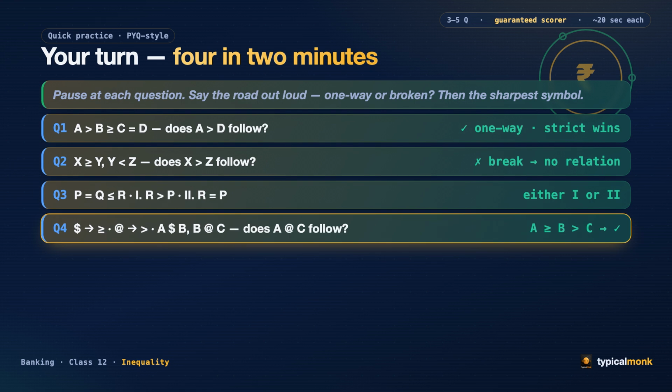Coded. Dollar means greater than or equal to, at means greater than. Statements. A $ B @ C. Does A @ C follow? Decode. A greater than or equal to B. B greater than C, a one-way road with one strict. A greater than C, yes, it follows.